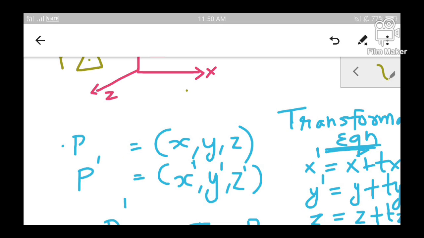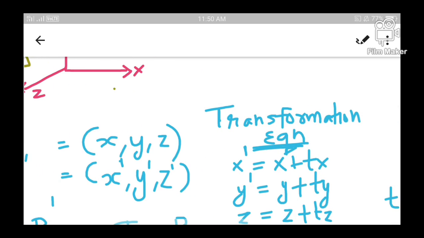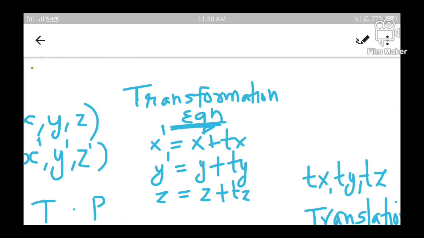So this is clear to you. P is moved to P dash. P was the initial point and P dash is the final point to which it is moved. Let us now write the transformation equations for translation. That means how the translation occurs can be represented using an equation. The equation for translation is termed as transformation equations. Now there are three sets of equations. The first set of equations is used to represent the new x value, which can be obtained using the previous x value.